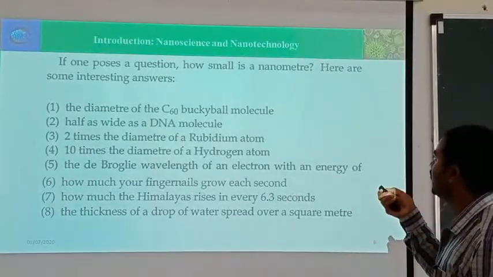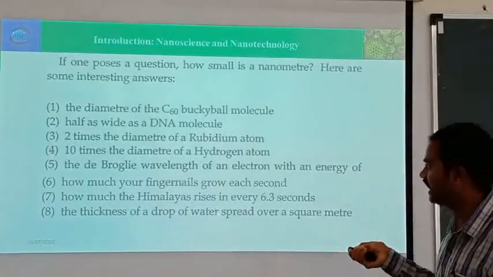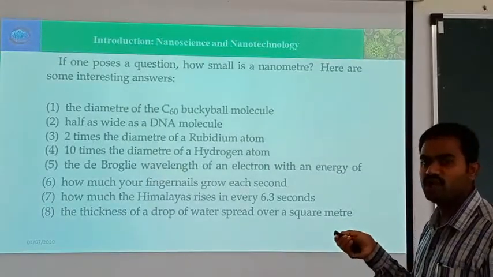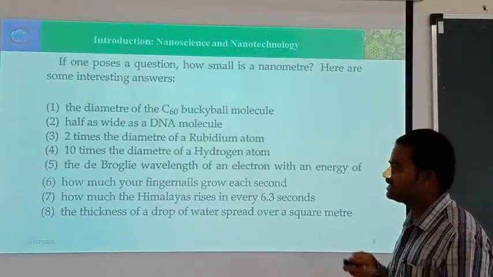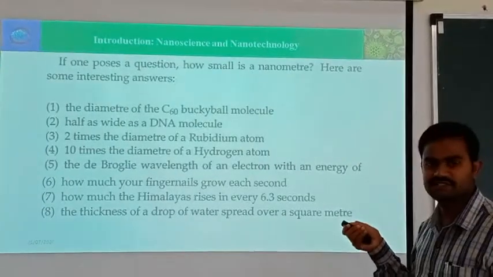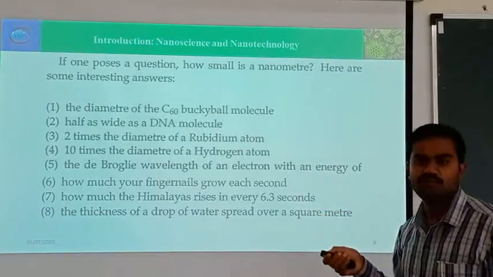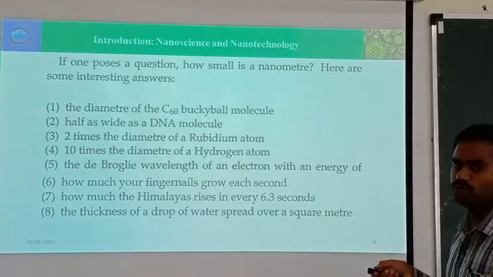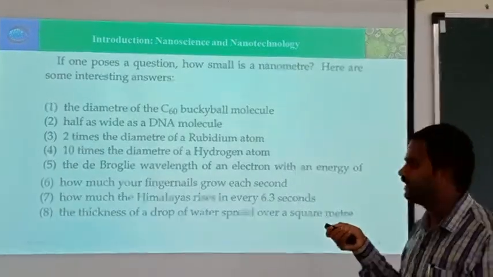How small is nanometric? Here are some interesting answers. By using these points, we can analyze what is nano and how we can generally realize what is nano. The diameter of C60, called the buckyball molecule, generally known as fullerene, is in the range of nano. Another one is half as wide as a DNA molecule. We can take a DNA molecule, then half of that is in the range of nano.